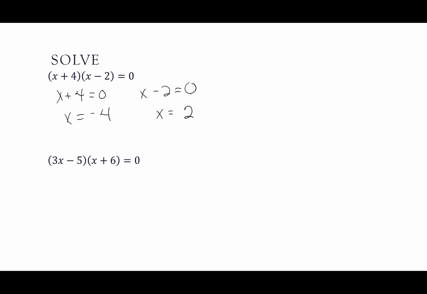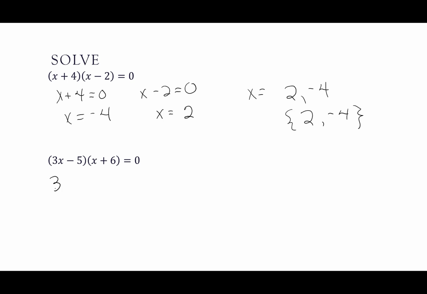Watch for how you're asked to answer questions. A lot of times you'll be told to enter the answers with a comma in between. It really doesn't matter which one you say first. It's just we have these two solutions. Other times you might see a solution set where we put the set brackets around it, but it all means the same thing. So the second one I have is 3x minus 5 times x plus 6 is 0.